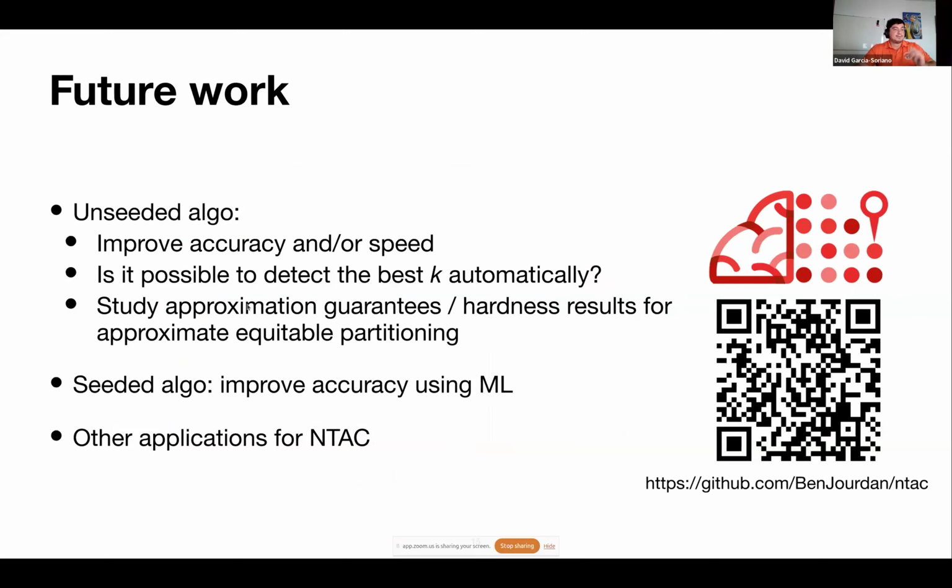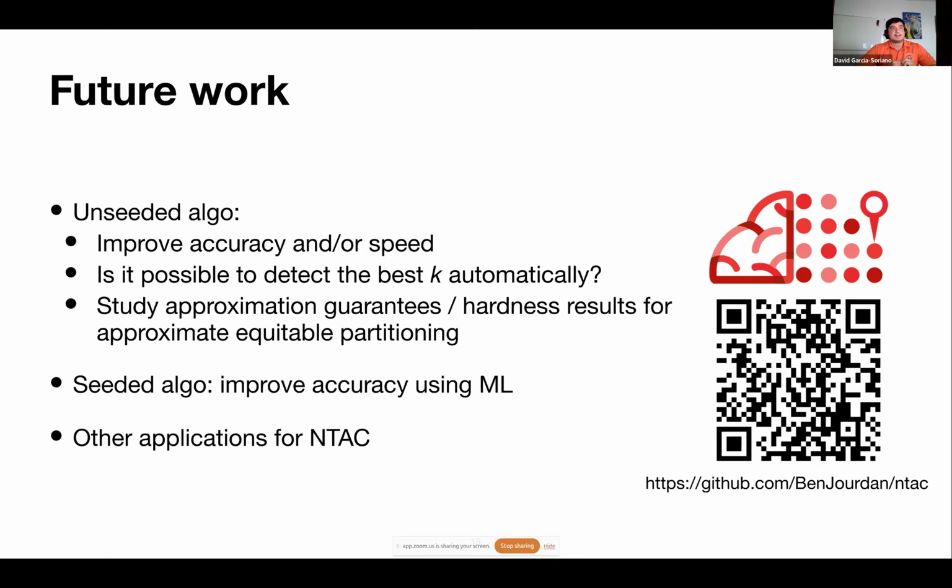The last point is, for us computer scientists, it will also be good to study the complexity of this problem from a theoretical viewpoint, and find approximation algorithms or hardness results. And as for the seeded algorithm, one of the key points is to see whether we could improve accuracy using machine learning techniques.